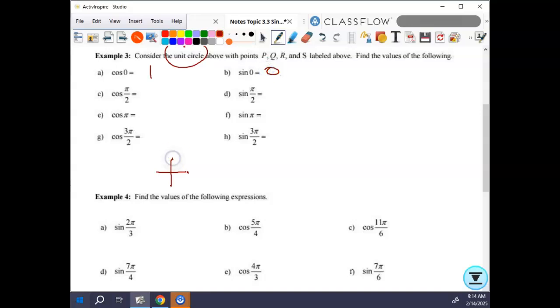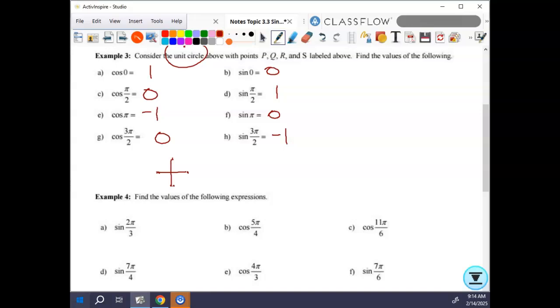Then I'm here. Pi halves. What's the cosine of pi halves? 0. Sine? 1, right? Because that ordered pair is 0, 1. Then we're here. What's the cosine value? -1. The sine value? 0. 3 pi halves, we're here. What's the cosine? 0. Sine? -1, right? Those really should be the easiest. So just think about your corners. Before you say anything, picture the ordered pairs so you don't get them backwards. It's so easy to get them backwards.